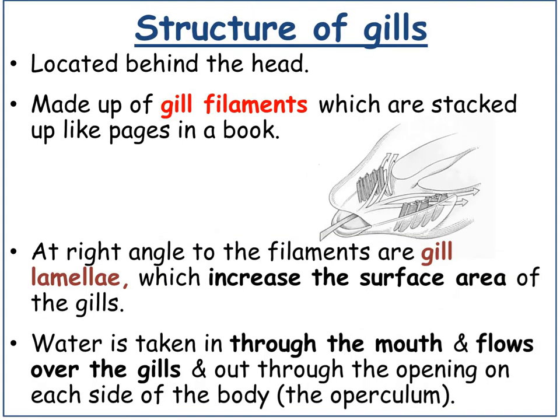So looking at the structure, the gills are located behind the head, and they're made up of gill filaments, which are stacked up like pages in a book. At right angles to the filaments are gill lamellae, which increase the surface area of the gills. Water is taken in through the mouth, flows over the gills, and goes out through the opening on each side, which is called the operculum.